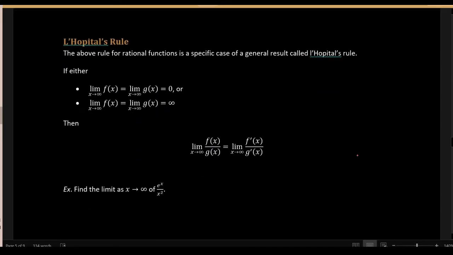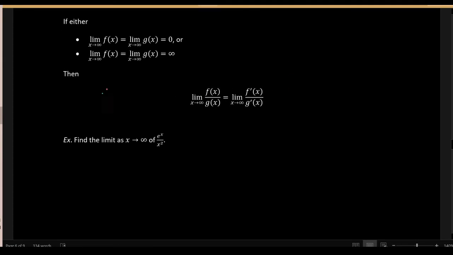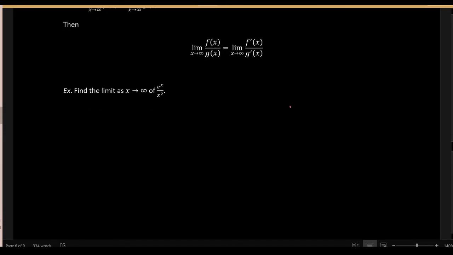Now, the rule given above for rational functions is a special case of a more general rule, which is called L'Hopital's rule, which is telling you a shortcut for calculating the limit, not the derivative of a ratio. That's covered by quotient rule, but the limit of f of x divided by g of x. It says that if both your numerator and denominator go to 0 as x goes to infinity, or if both of them go to infinity as x goes to infinity, then you can find the limit of the ratio by finding the limit of the ratio of the derivatives, f prime divided by g prime.